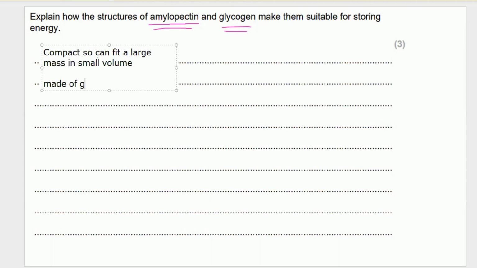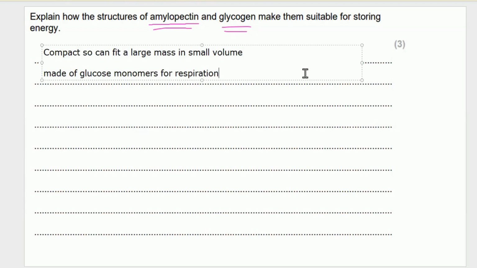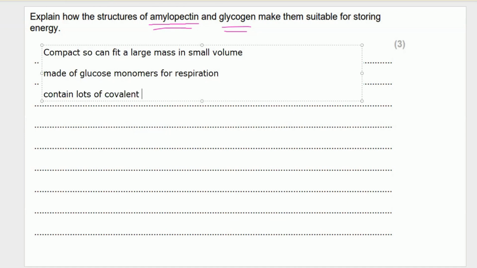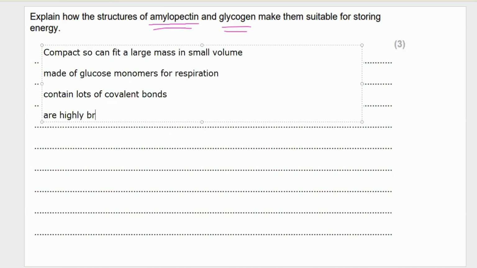So they're both compact, and you can fit a large mass in a small volume, although often that's not on the mark scheme in SNAB, talking about the compact nature of the energy storage molecules. But they're both made of glucose monomers. And of course, why is that important? Well, glucose is the molecule living things generally use for respiration. There's lots of covalent bonds in a glucose molecule, which means that when they're broken, it will release a lot of energy. So it contains lots of bonds, lots of energy.